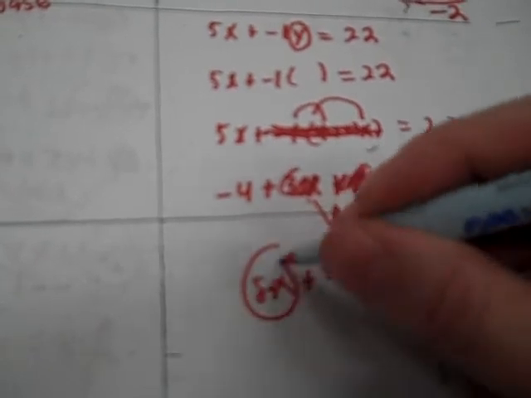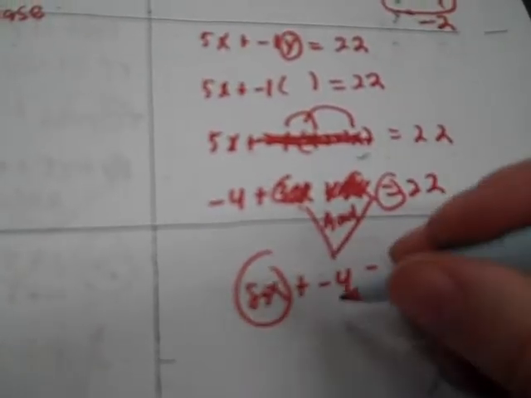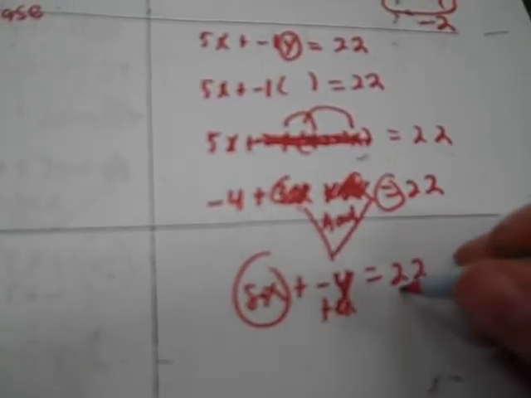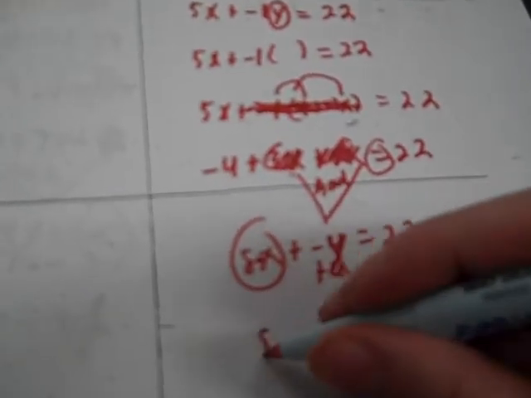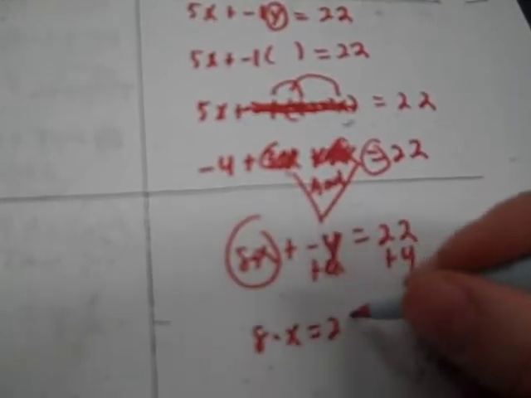So I dot my x, circle it. Opposite of negative 4 is plus 4. And 8 dot x equals 26. So I divide by 8, divide by 8. So I divide 26 by 8, and that is 3.25. And by the way, it's x, so that's my first answer, 3.25.